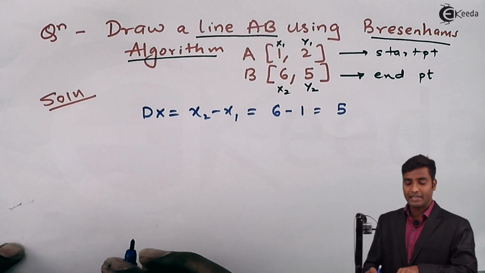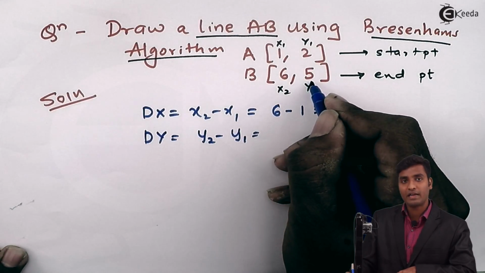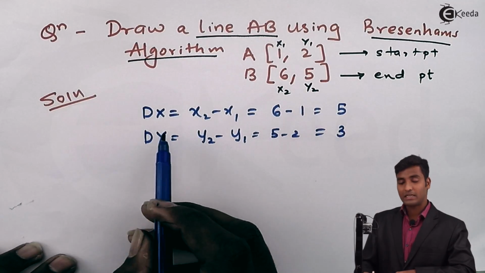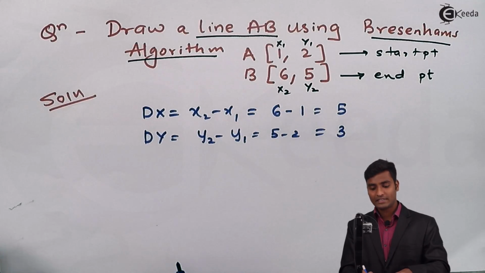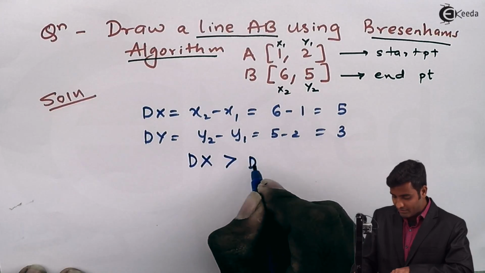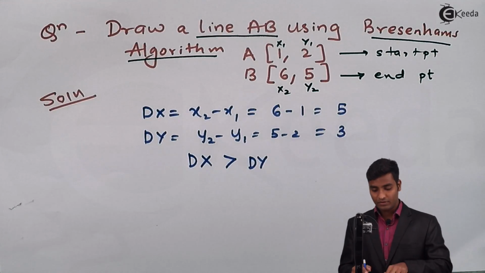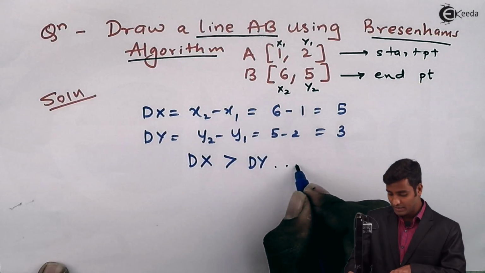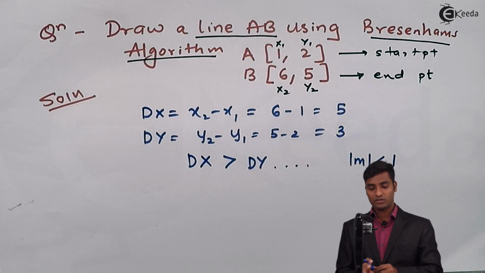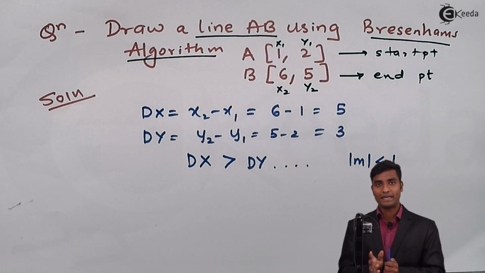And next we have to calculate dy. So dy is y2 minus y1. So y2 is 5 and y1 is 2. So 5 minus 2, which is 3. So dx and dy are calculated. So you can see that dx is greater than dy, which means that the condition is slope less than 1. So from this we came to know that this is the line generation algorithm for slope less than 1.